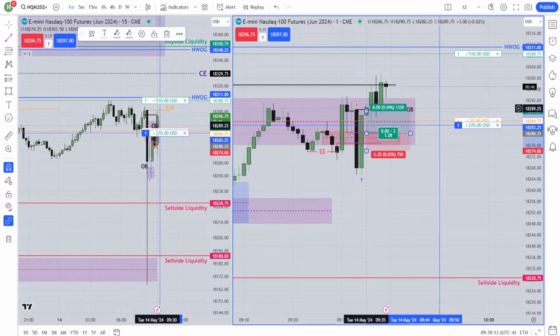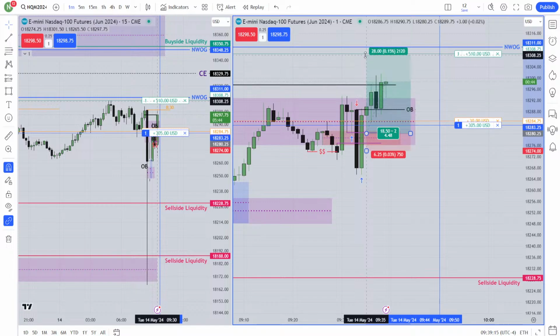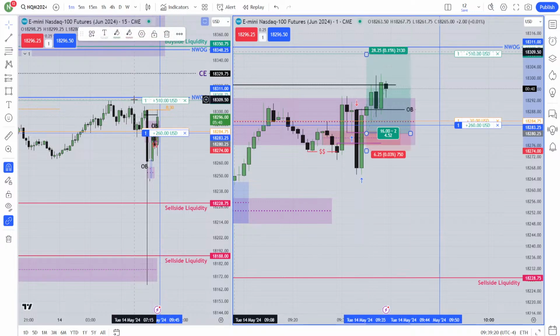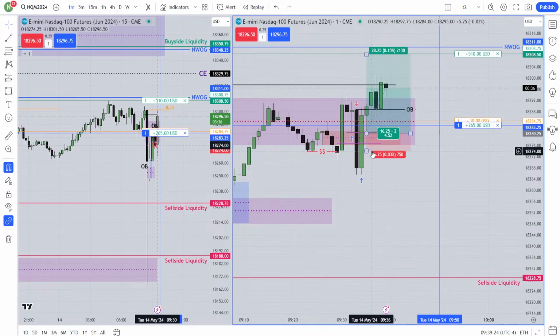Okay. Why did I put my target profit over there? Because of these relatively equal highs. That is the most obvious high. Now over here, these two candles you have to ignore.